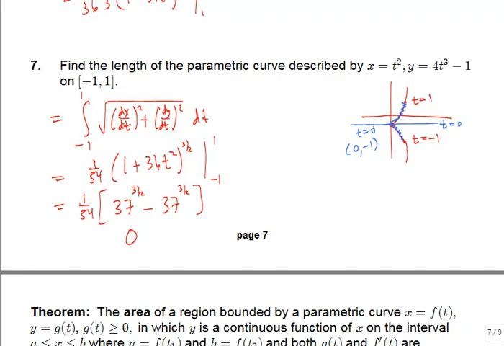So using some symmetry, we're going to change this to be 2 times this 1 over 54, 1 plus 36t squared to the 3/2. But instead of using the bounds -1 to 1, I'm going to use half of that length and go from 0 to 1. So in fact, we'll get 2 over 54, which is 1/27. And now when I plug in my 1, I'm going to get 37 to the 3/2. And when I plug in my 0, this will go to 0, and I'll just get 1 to the 3/2.